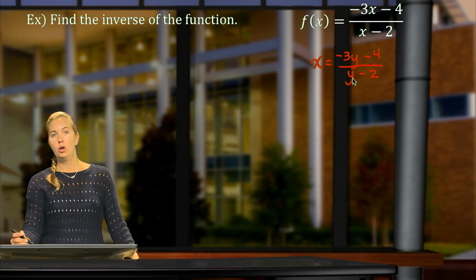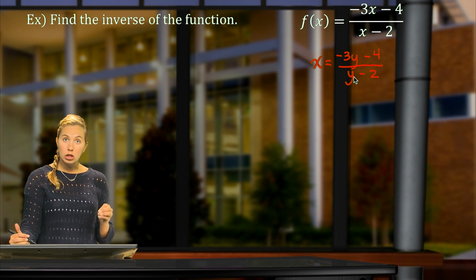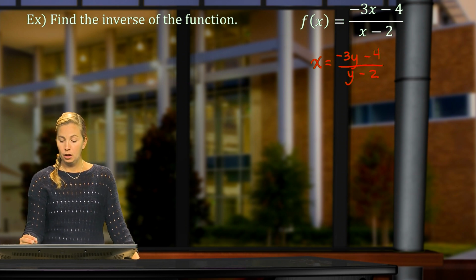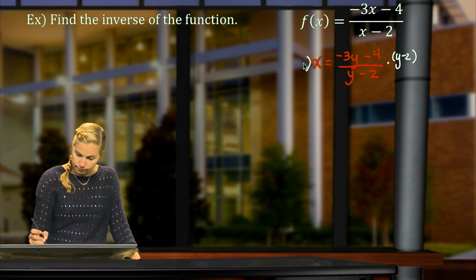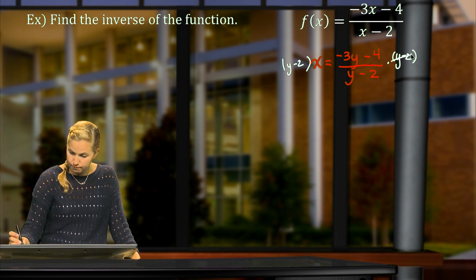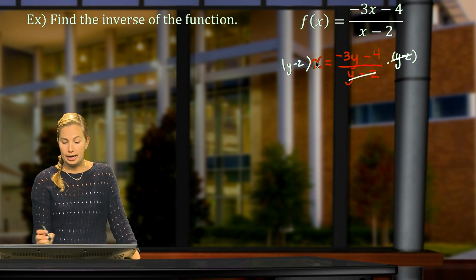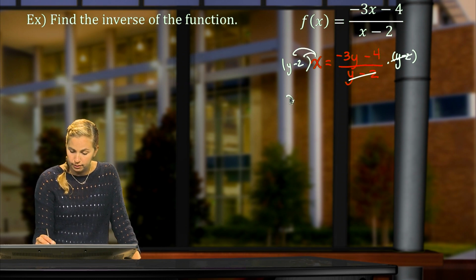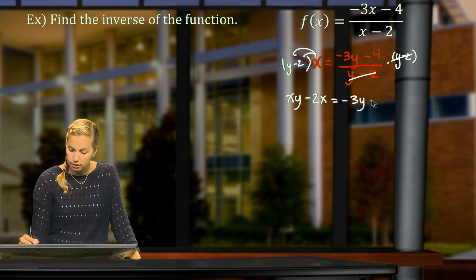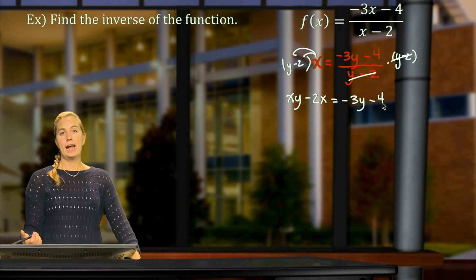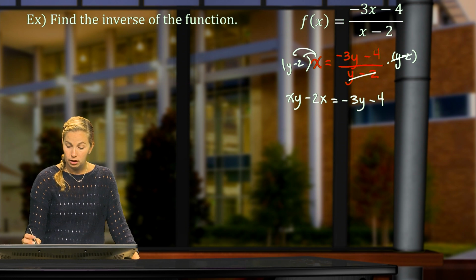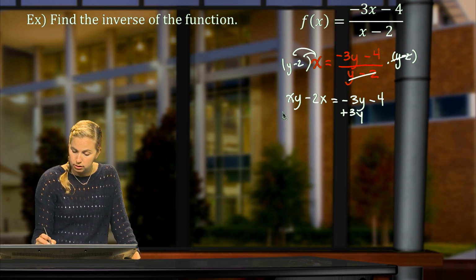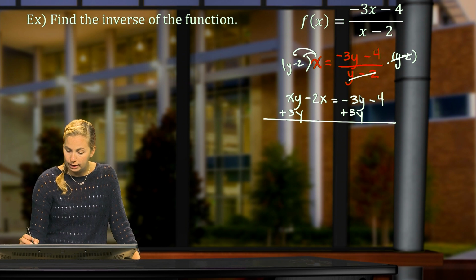We've got 2 of them, so we're thinking in our head, eventually we need to get all of those y's together. We're going to clear the denominator first by multiplying both sides by y minus 2. And on the left-hand side, we're going to go ahead and distribute that x. So we have xy minus 2x is equal to negative 3y minus 4. As I mentioned previously, we want to get all of our y's together, and then we really want everything else to the other side. So to start combining our y's on one side, I'm going to add 3y to both sides.